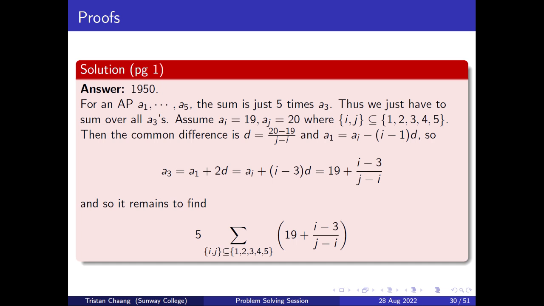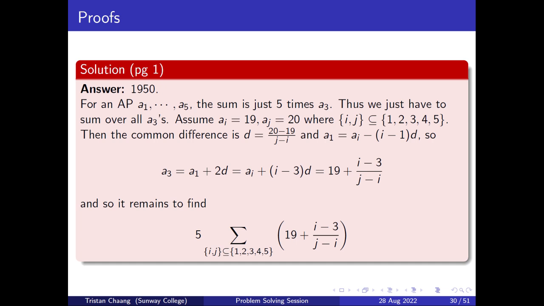Does that make sense? So now we want to sum up this last expression over all possible i and j's. So it remains to find this sum at the bottom. Any questions so far? Okay, so this sum is also quite a hard sum. I mean the 19 part is fine because it's just 19, 19, 19, 19, 19 times the number of ij. That one's fine, but the second term is quite difficult.